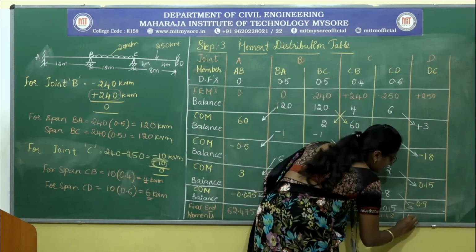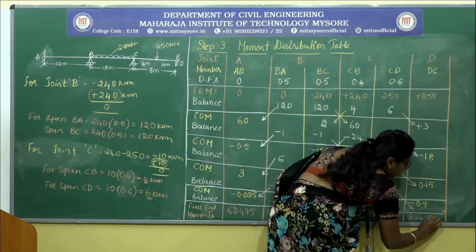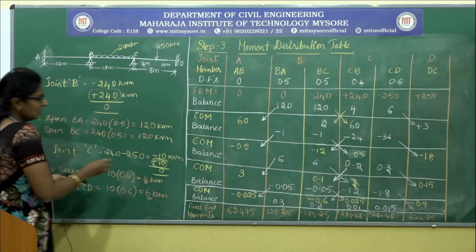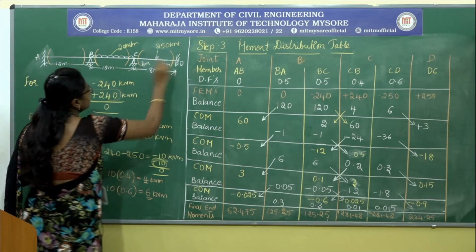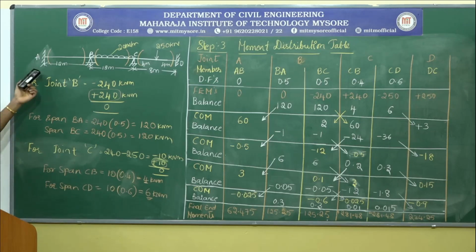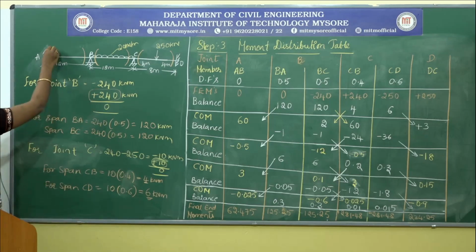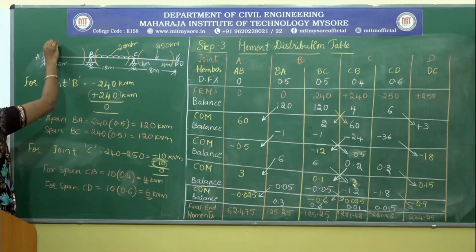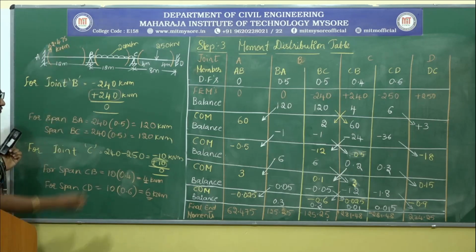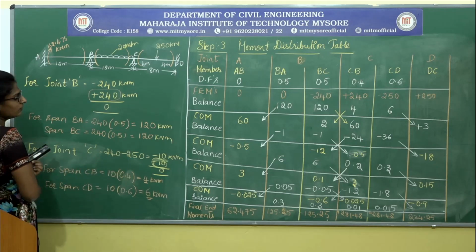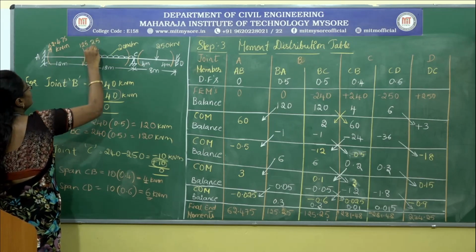The final end moment for DC is 234.25 kilonewton meter. So now consider these moments here. For joint A, the moment acting is 62.475. Since it is positive, we consider the clockwise moment, which is 62.475 kilonewton meter. For span BA, it is 125.25. Since it is positive, I again consider 125.25 kilonewton meter.